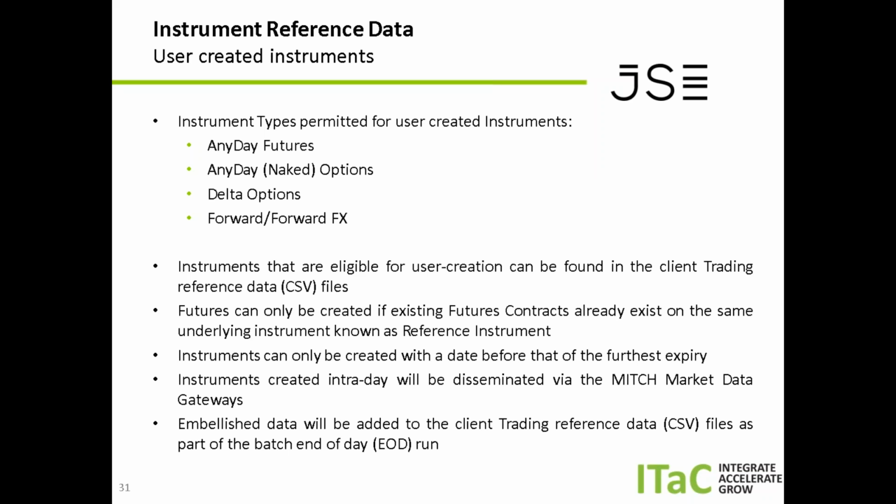All right, so now we get to user-created instruments. So you can see there's a list of instrument types that you will be allowed to create new expiries on. You will find all the instruments that you can create instruments on in the trading reference data CSV files. The futures can only be created if existing future contracts already exist. And you can't create an expiry further than the furthest expiry that exists. So it always has to be an expiry within the furthest expiry date.